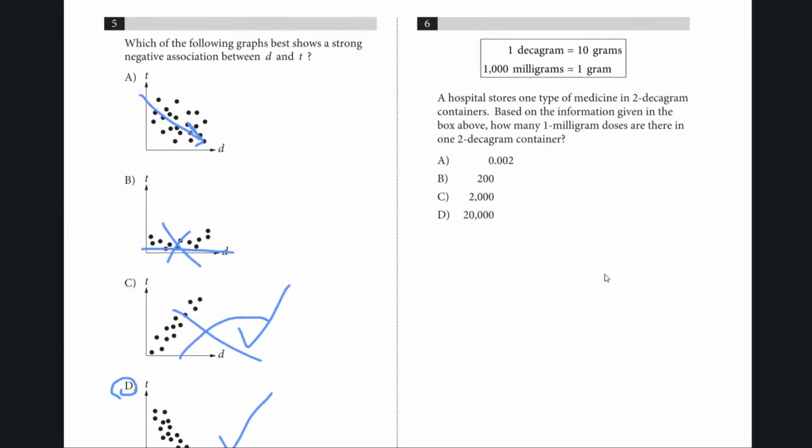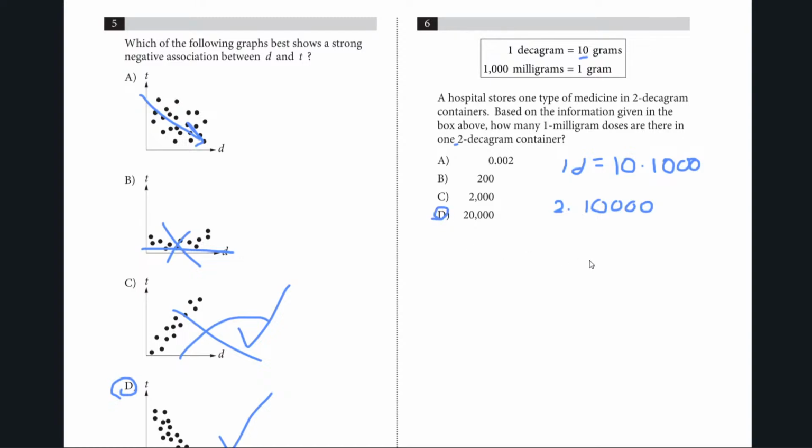A hospital stores one type of medicine in 2 decagram containers. Based on the information given in the box above, how many 1 milligram doses are there in one 2 decagram container? So if 1 decagram has 10 grams, and there are 1,000 milligrams in 1 gram, we want to multiply this by 1,000 to get the amount of milligrams in 1 decagram. So we have 10,000 milligrams in 1 decagram, but we need 2 decagrams. So this is 2 times 10,000, or 20,000.